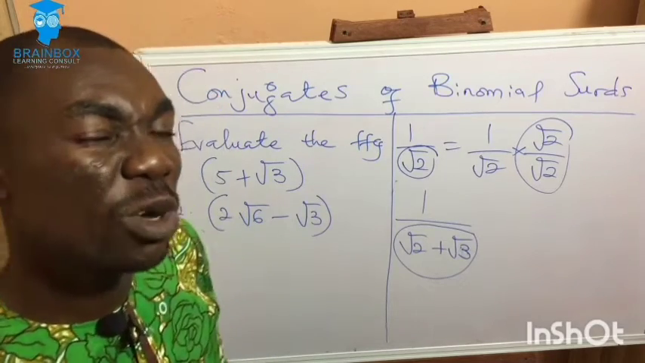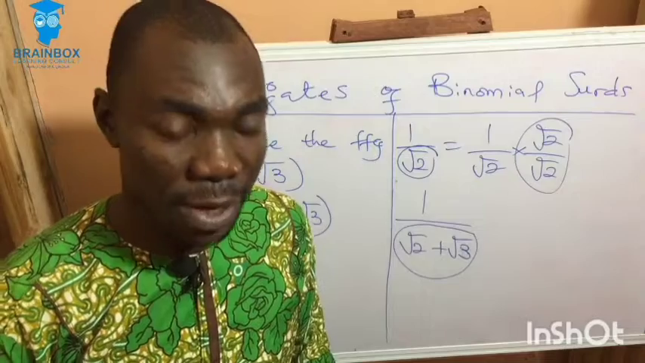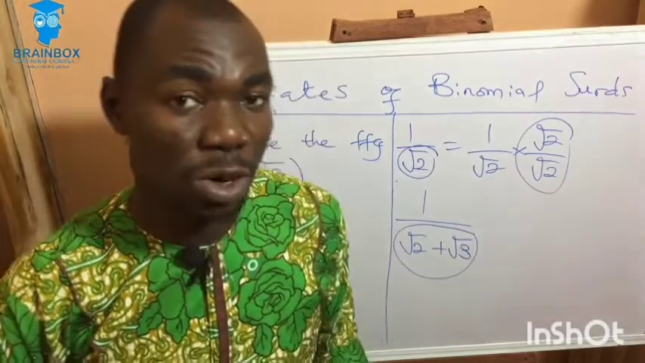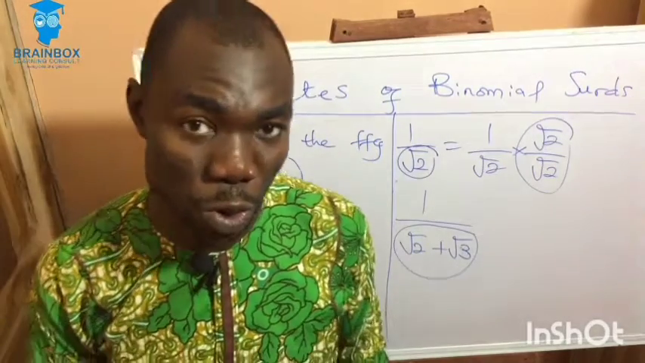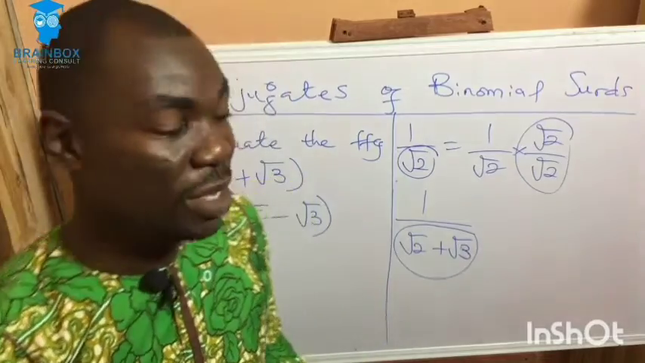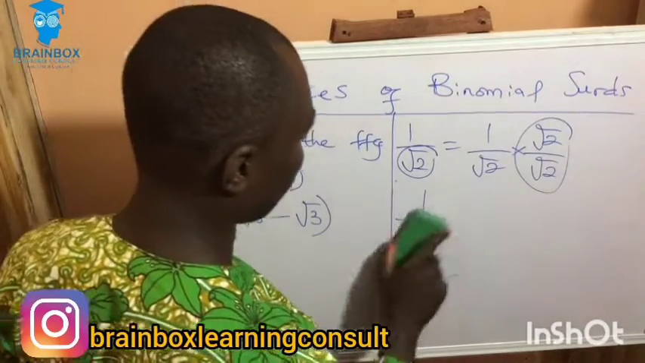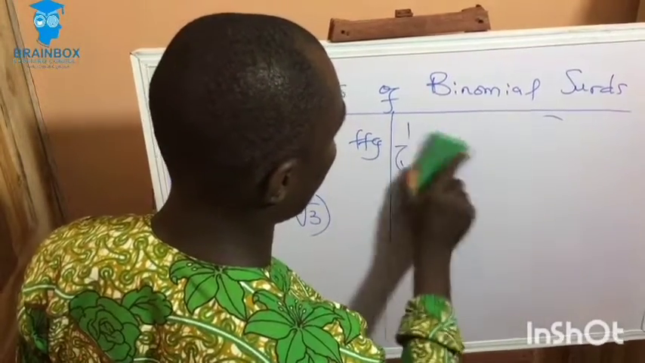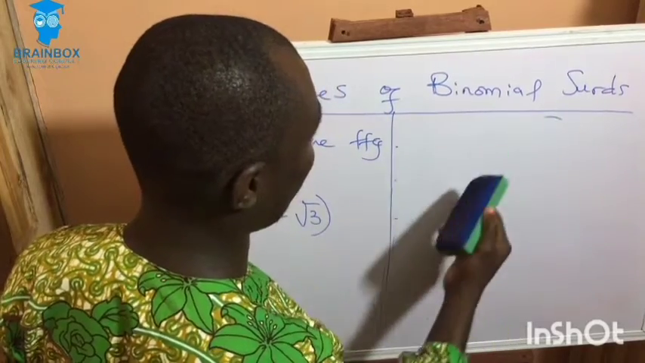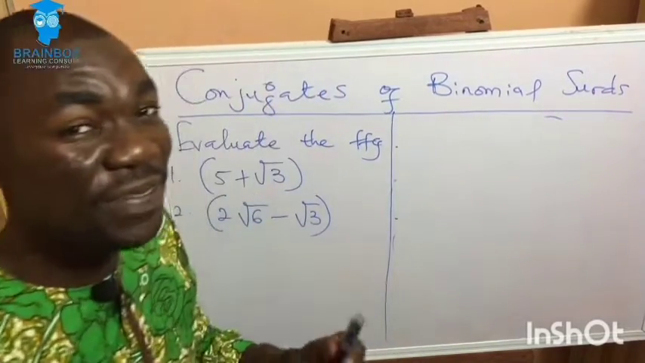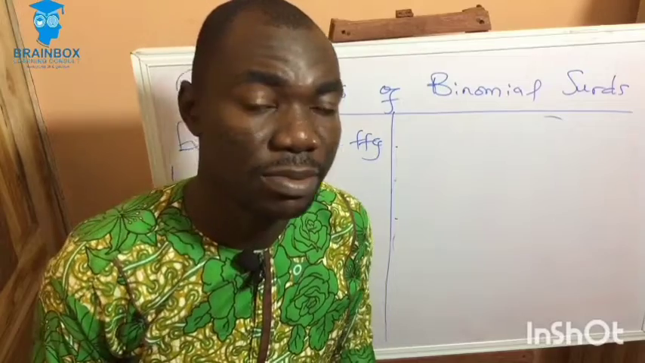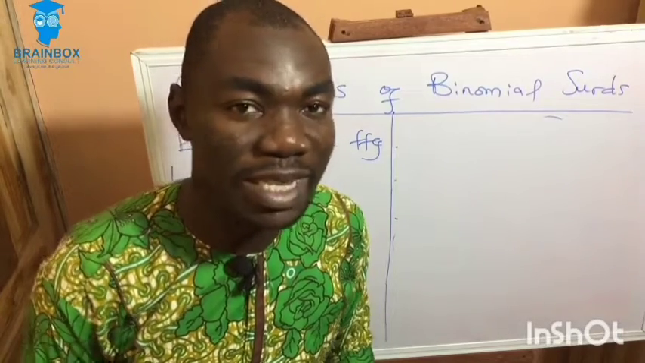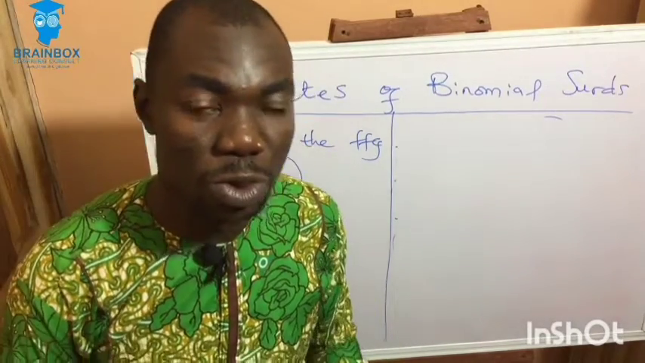And the idea of the conjugate is very important, especially when it comes to difference of squares. For the conjugate of binomial surds, difference of squares is important. In fact, you have to know this.